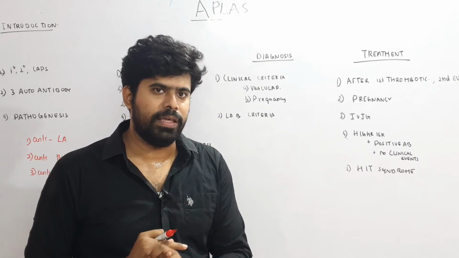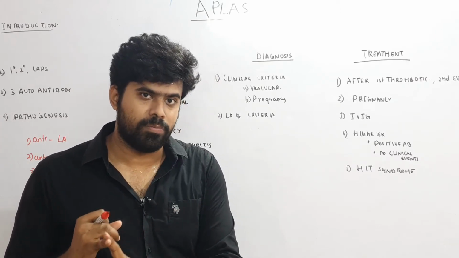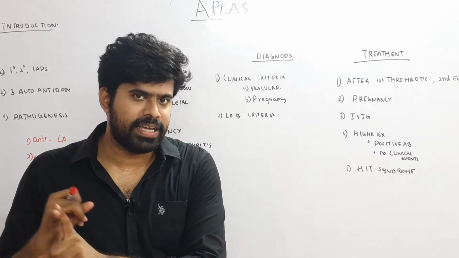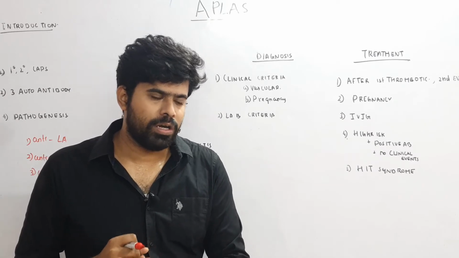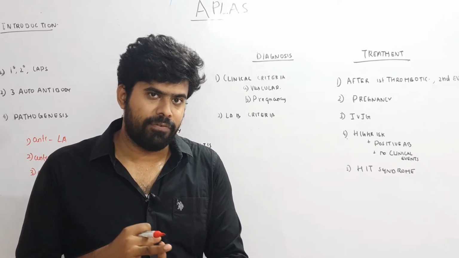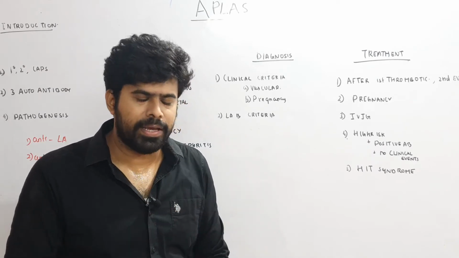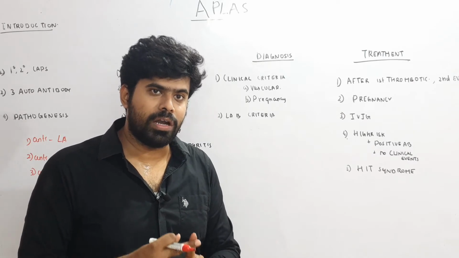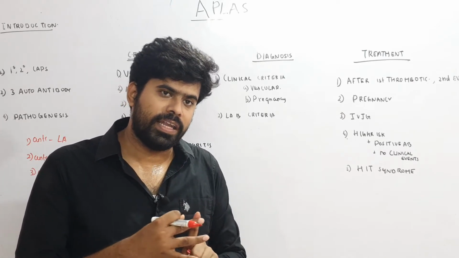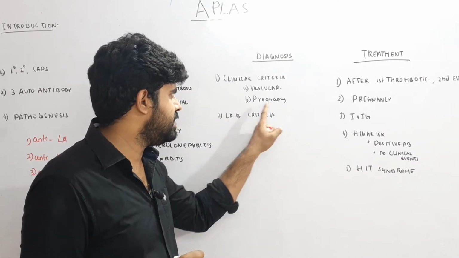The first point is 3 or more consecutive spontaneous abortions of unexplained cause at less than 10 weeks. The second point is more than one preterm delivery before 34 weeks of gestation because of preeclampsia, eclampsia or placental insufficiency, or more than one unexplained fetal loss at more than 10 weeks in a morphologically normal fetus. These 3 are the pregnancy criteria.